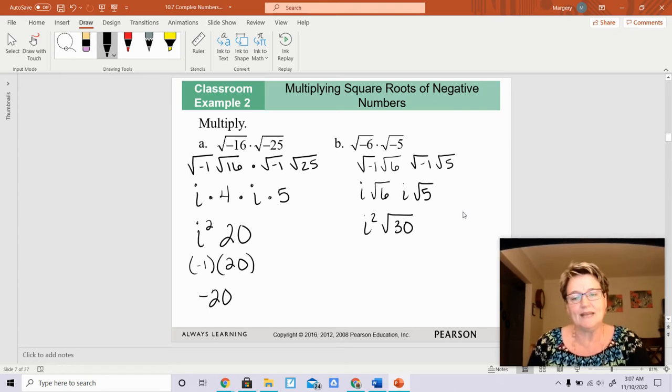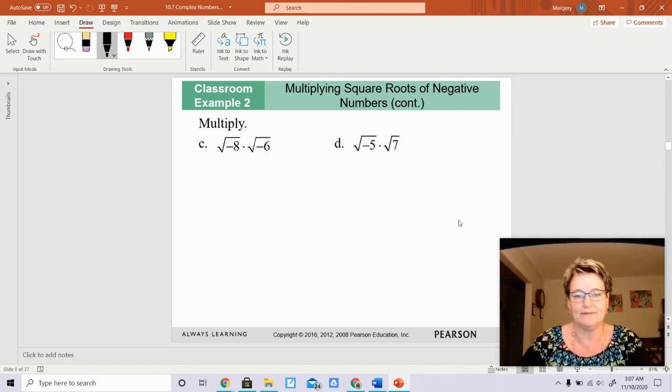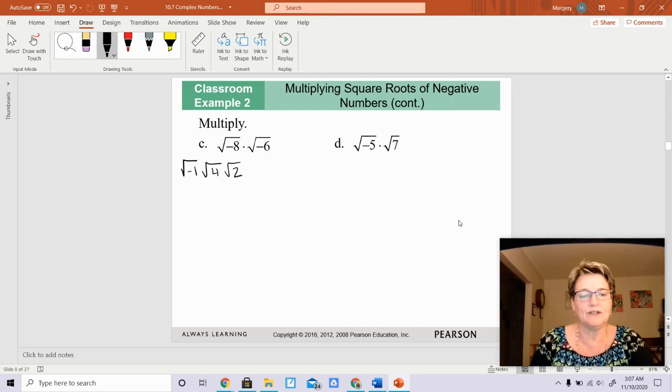Now the square root of i squared is -1. And you guys, we cannot square root 30. There's nothing you can do. Let's move on. Now, once again, the square root of -1 times the square root of 4 times the square root of 2. That gives you the square root of 8.